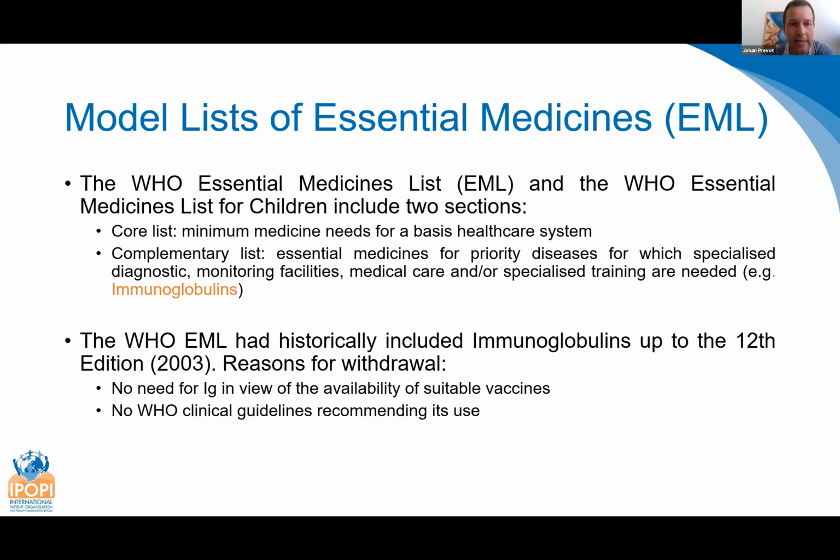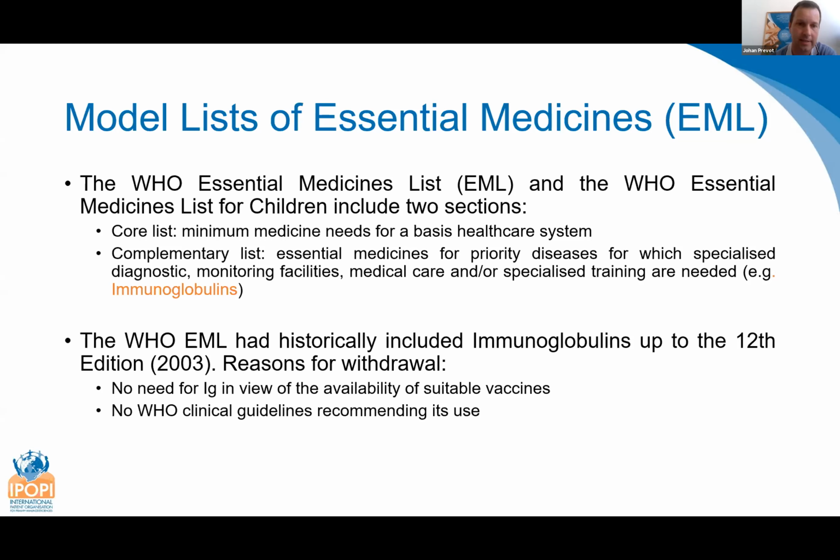I don't know whether it's related to some of the elements that you've described and all the discussions that were starting to take place around the mid-2000s, around rare diseases and so forth. But the reasons we were given at the time for withdrawal was that there were no WHO clinical guidelines recommending the use of immunoglobulins for primary immunodeficiency, and there was no need for them in view of availability of suitable vaccines, which obviously for anyone working in our sector is not really a valid argument at all.